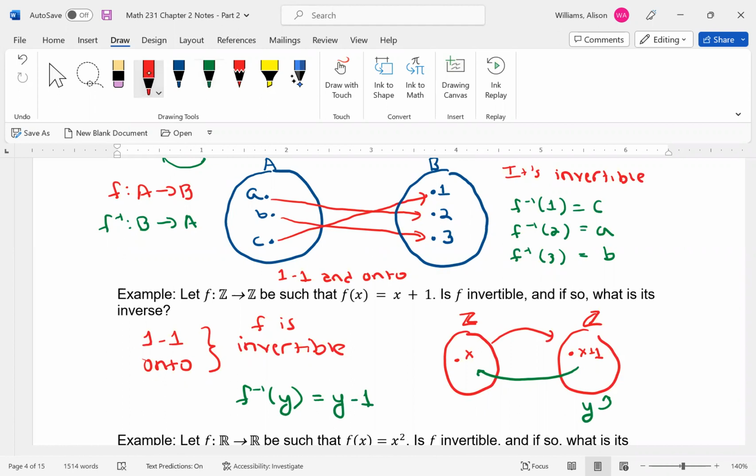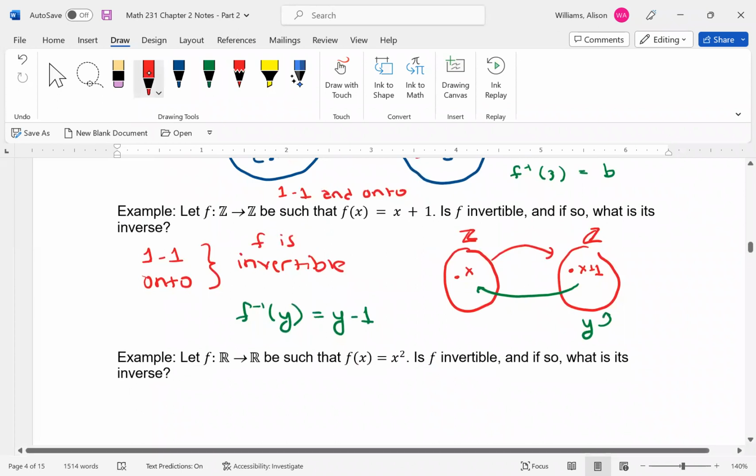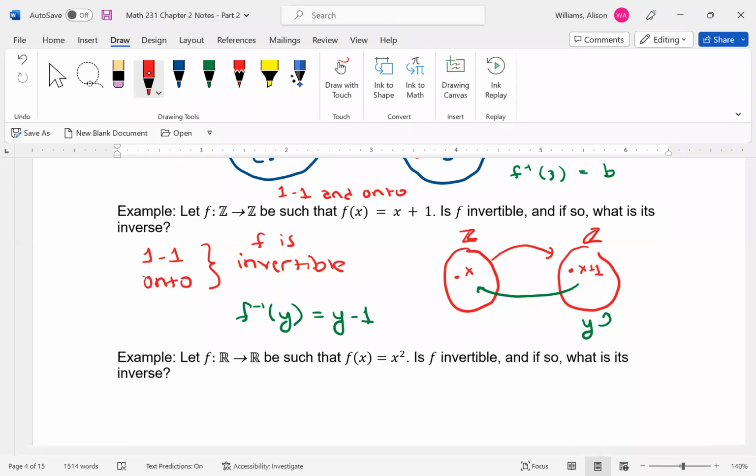All right, let's try another one. Let f map from the real numbers to the real numbers, where f of x equals x squared. Is it invertible? And if so, what is the inverse? So let's start with one-to-one. Is it one-to-one? The idea is if I plug in, let's say 1. No, let's pick a more interesting number. It's too boring. Let's do 2.